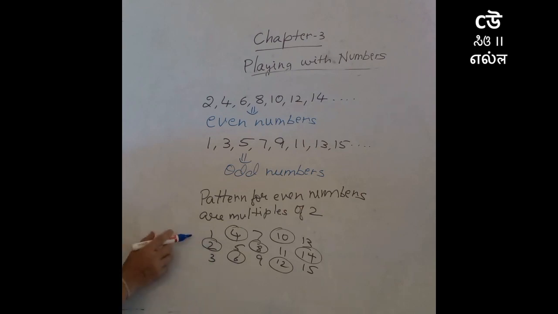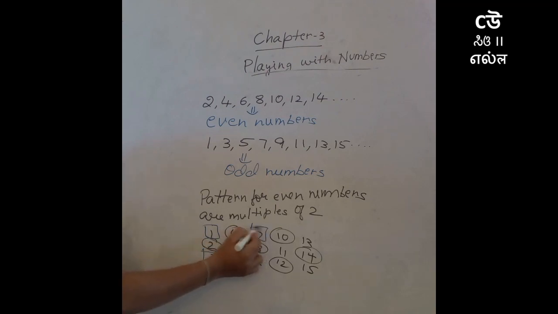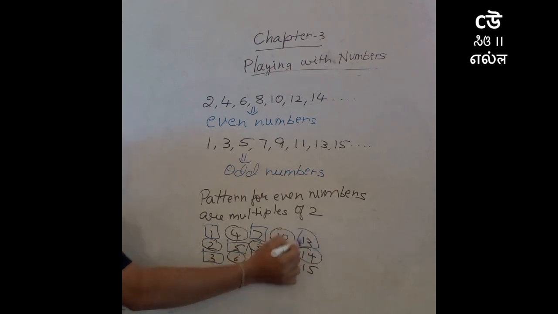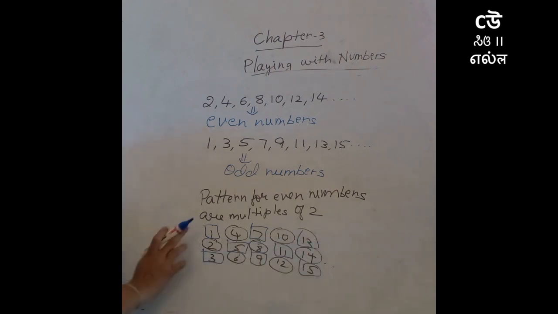Next, the leftover numbers except the even numbers, that is multiples of 2. What are the rest numbers we have? We have 1, 3, 5, 7, 9, 11, 13, 15 and so on. These are called odd numbers. Okay.